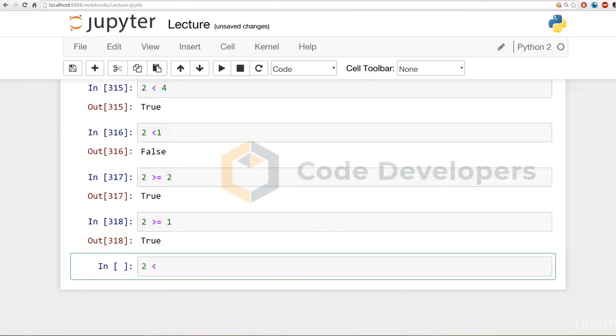I can also do less than or equal to. Is 2 less than or equal to 2? Yep. Is 2 less than or equal to 10? Yes, it's less than that. So that all works out.